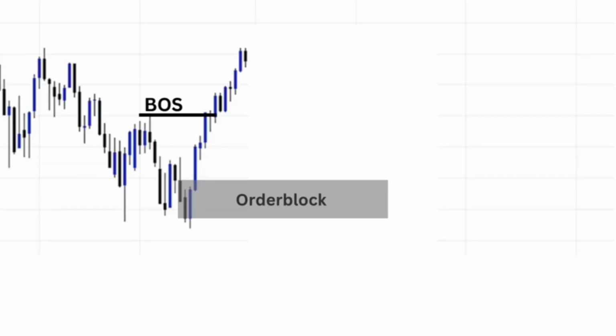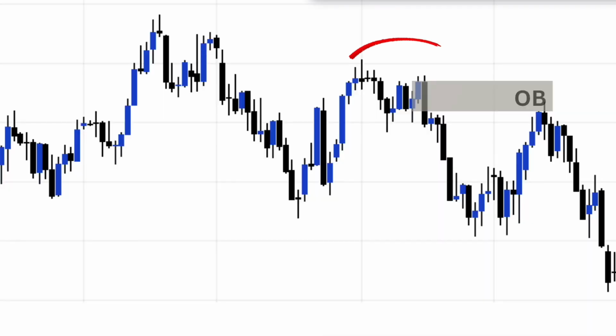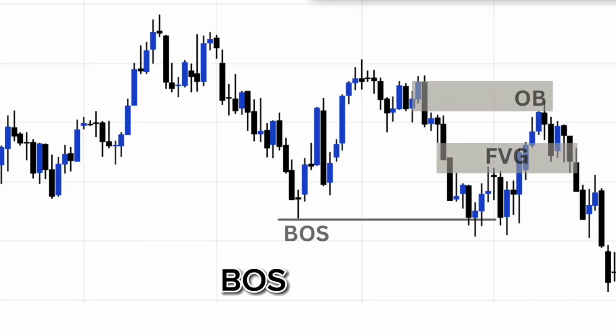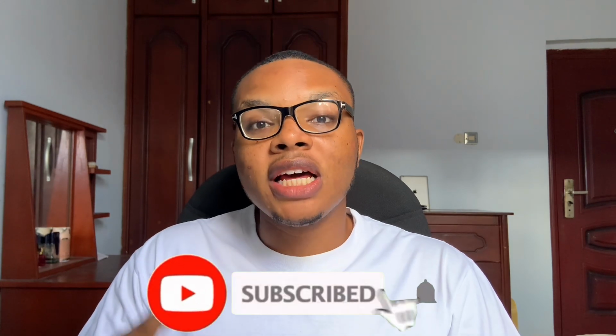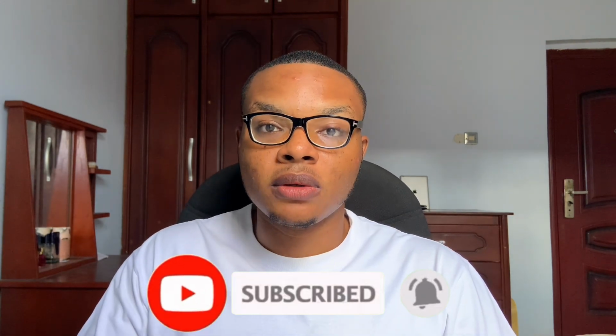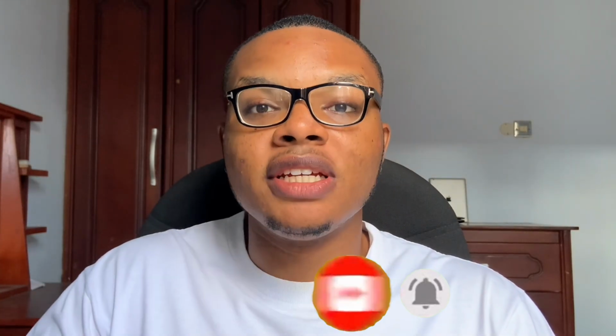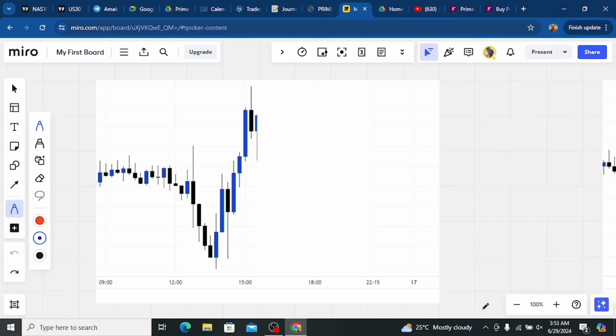Order blocks are found at the origin of swings, either swing highs or swing lows. If there's any place you should be looking out for an order block, it has to be the origin. Now, what makes these order blocks which you find at the origin valid is the presence of a break of structure and a fair value gap. Meaning, if one is missing, either a fair value gap or break of structure, the order block at the origin is invalid. Now let's look at some examples.